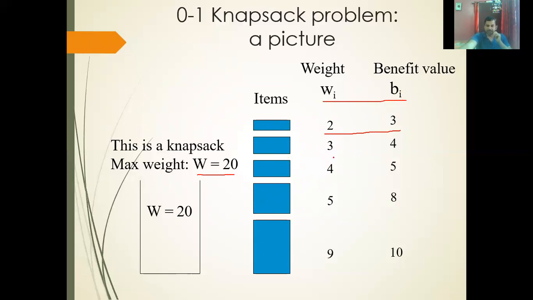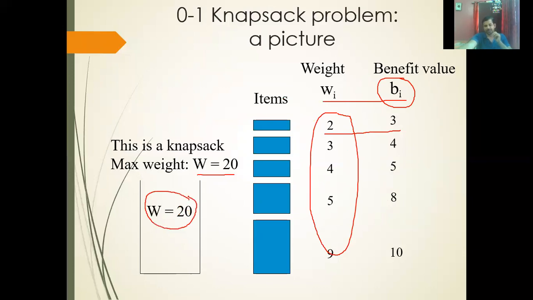I'm supposed to insert these items. I don't know which of the items I can insert into the knapsack, but the ultimate goal is to maximize the benefit value, and whatever items you insert, their total weight should be less than the size of your knapsack. So that's our goal in the case of the 0-1 knapsack problem.